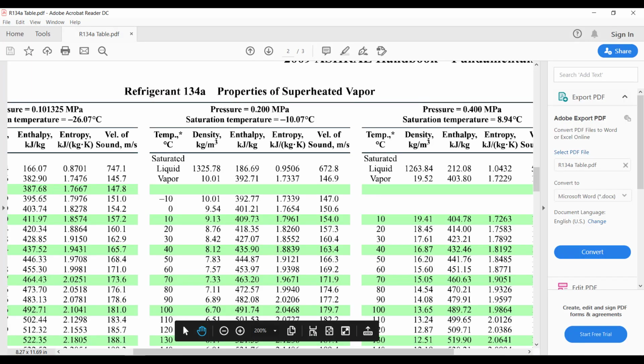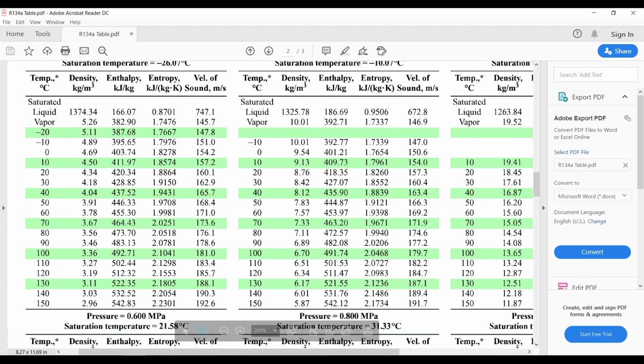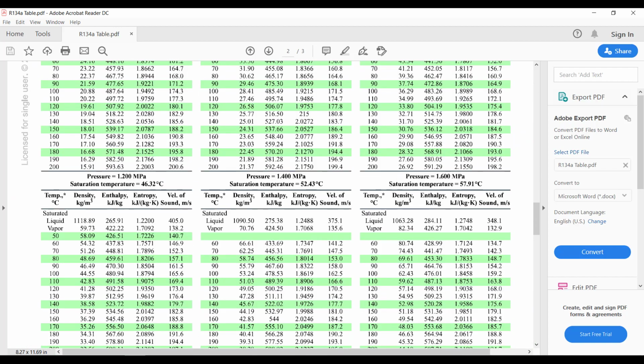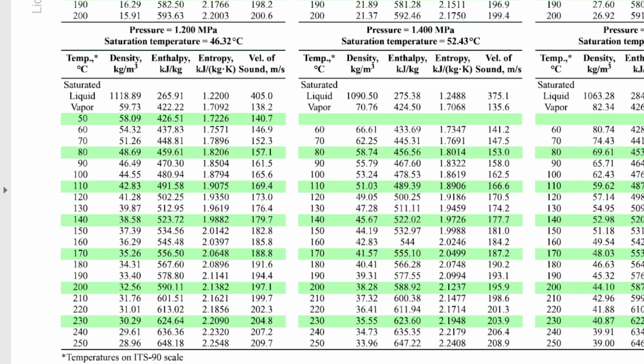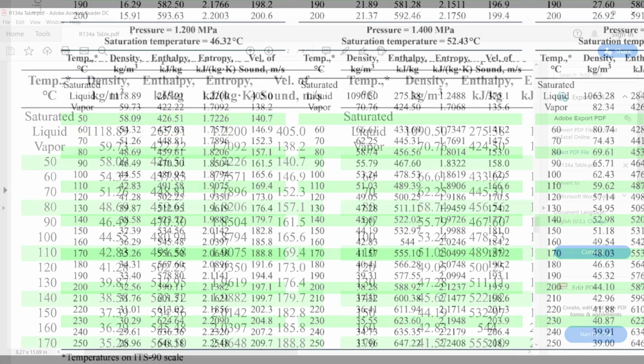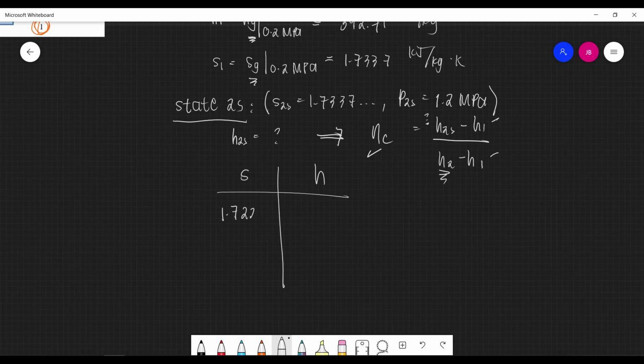So using our thermodynamic table, asan yan? Our pressure is 1.2 megapascals. So let's go to this table and then locate kung saan pasok si entropy no 1.7337. So it appears to me that it's somewhere between 1.7226 and 1.7571. So let's copy these values in our interpolation table. 1.7226 and 1.7571 as our entropies, and their corresponding enthalpies are as follows.